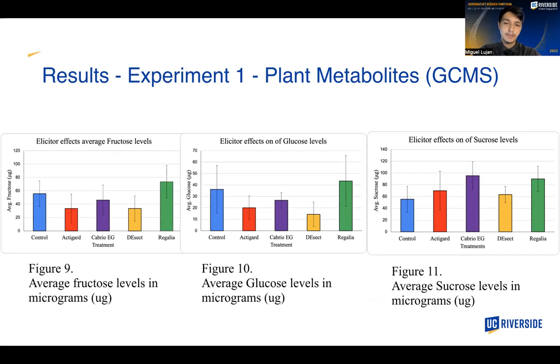However, with the data we currently have, we can see a trend in that Actigard and DSEC appear to have the lowest amounts of metabolites, at least for fructose and glucose, while Regalia has slight increases in metabolite levels in all three. So with this current trend, Regalia appears to be the best in producing favorable metabolites. We can say this is the current trend. However, we still need more analysis to say that this is what we should expect for how elicitors affect metabolite composition.